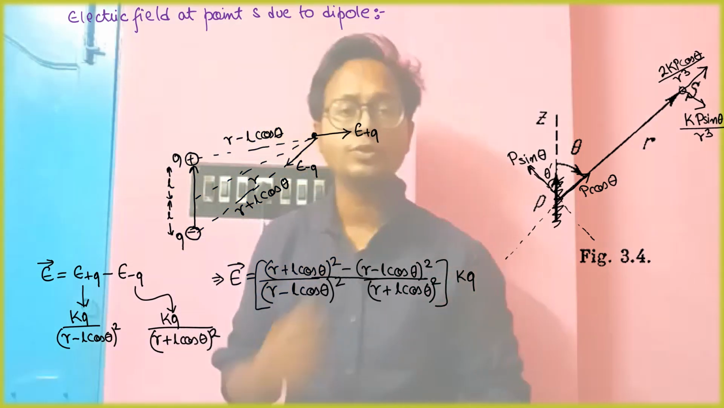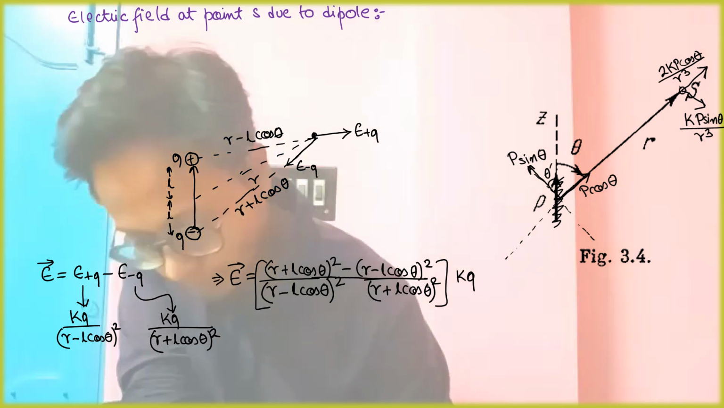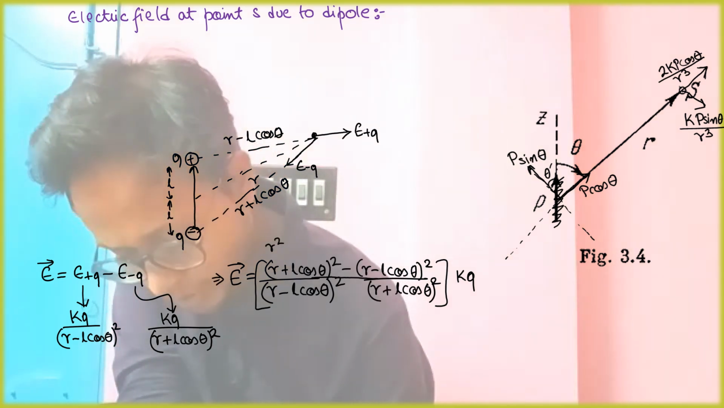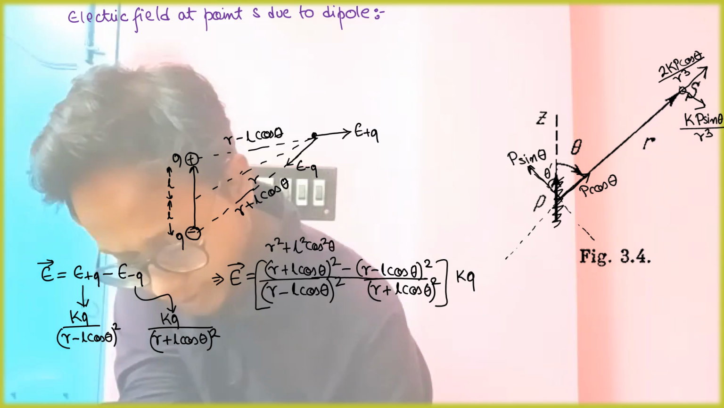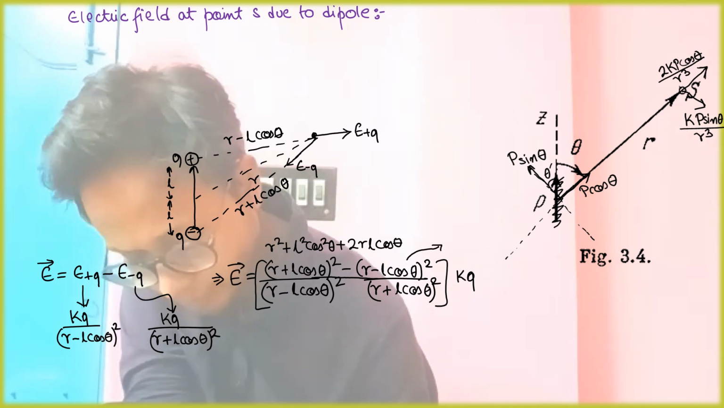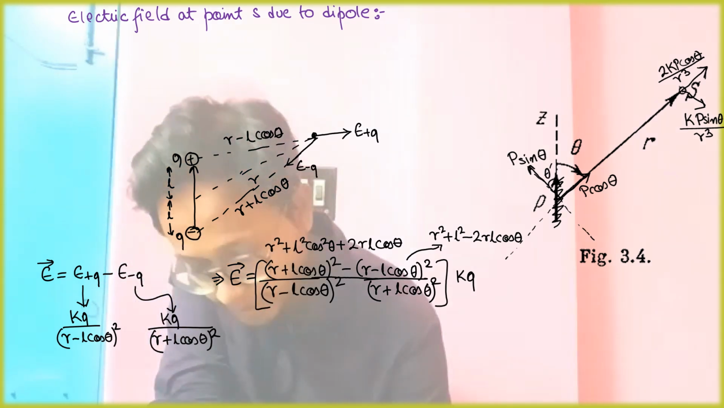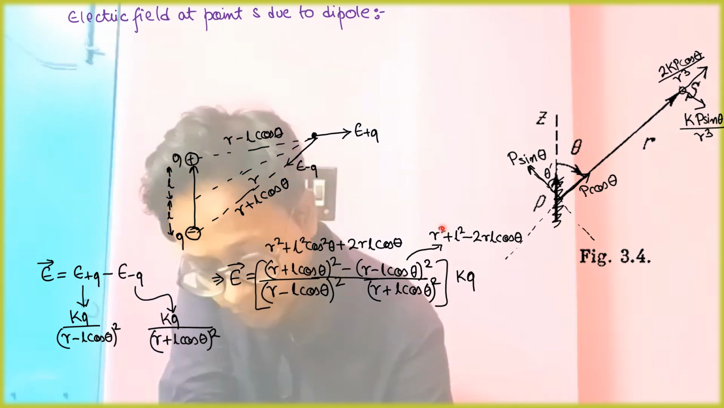See, a plus b whole square is nothing but a square plus b square plus 2ab. So this term will have r square plus l square cos square theta plus 2rl cos theta, isn't it? And this term would be how much? R square plus L square minus 2rl cos theta, isn't it? Now this term has a minus applied to it, so everything out here would be multiplied by minus 1.